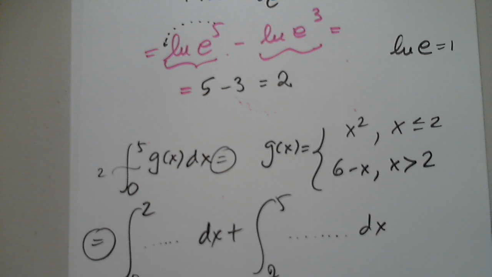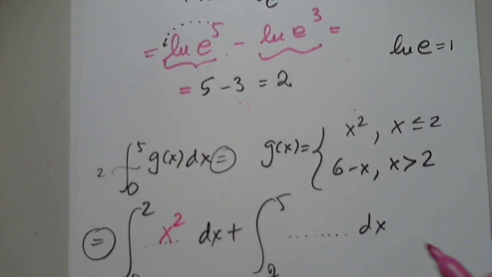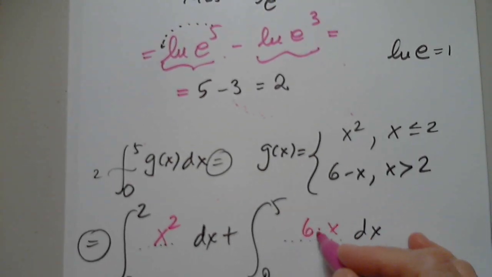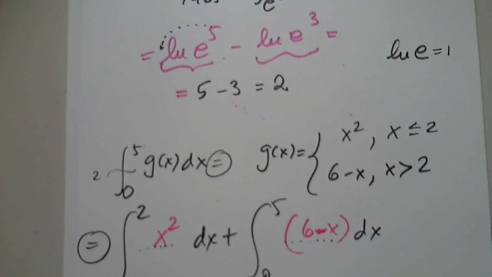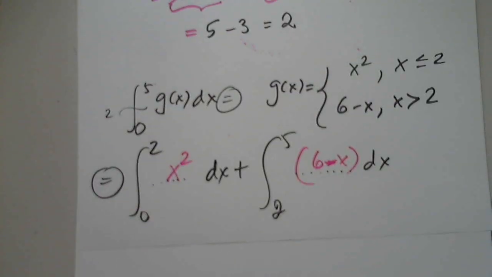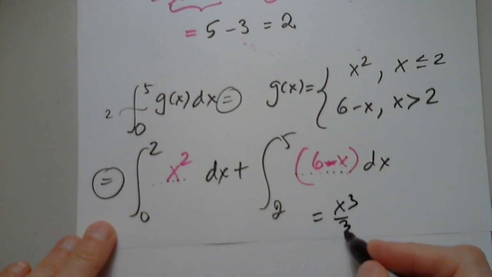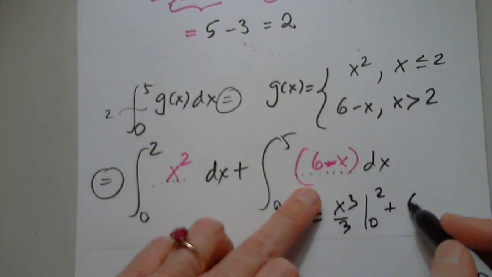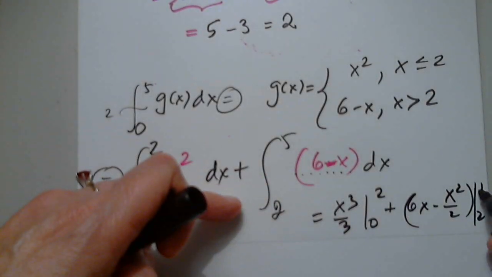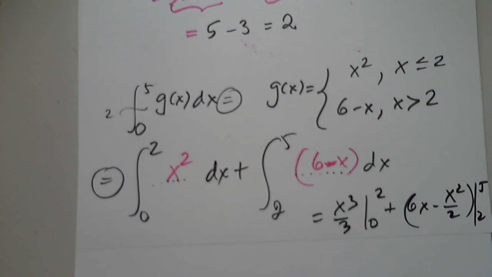x squared first. Yes, because it's less than or equal to 2, of course. And of course, the other one is greater than 2, which means from 2 to 5, so we have 6 minus x. Exactly. So in order to finish this up, I have x cubed over 3 from 0 to 2 plus 6x minus x squared over 2 from 2 to 5. And I plug in the numbers.